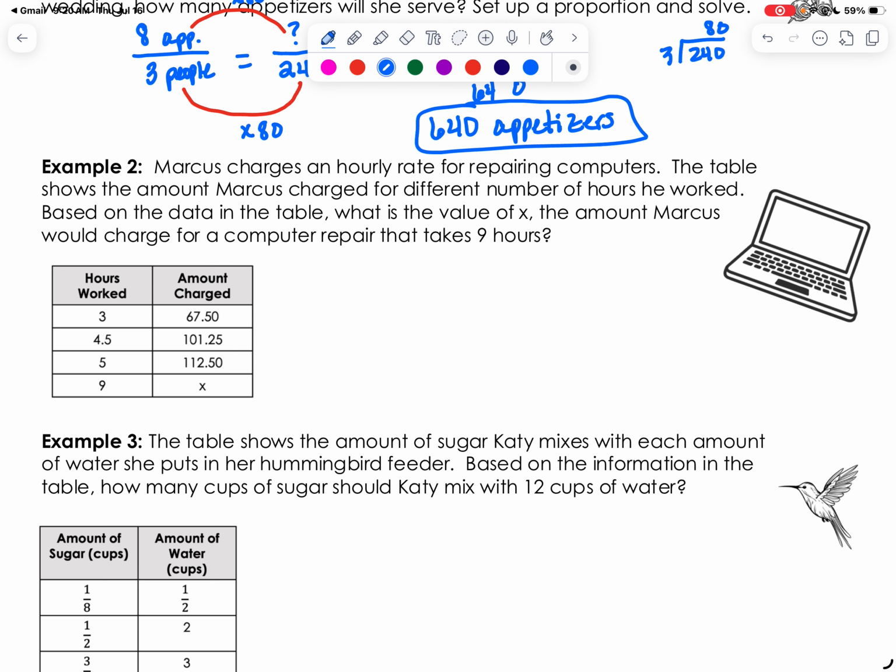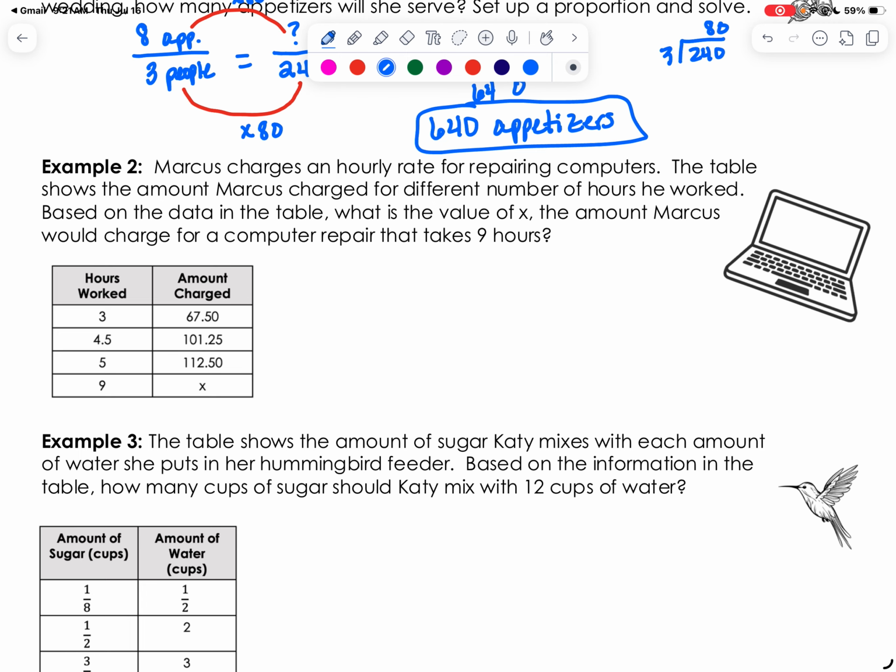So in the table, we see 3 different ratios. For 3 hours, he earned $67.50. For 4.5 hours, he earned $101.25. For 5 hours, $112.50. We want to know how much would he earn for 9 hours.